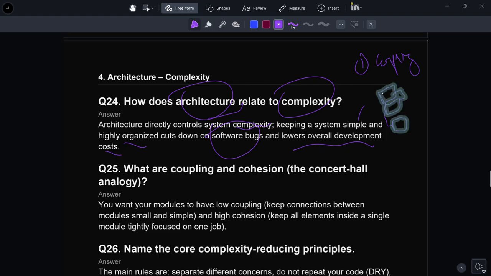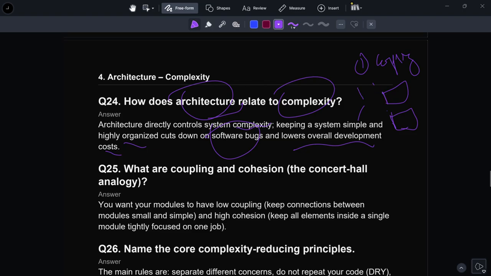Then we have cohesion. Low cohesion is when a single file handles UI rendering, user authentication, database writes, and hardware calls. Then we have high cohesion: every class or component does one single job exceptionally well. It's not supposed to do everything. That's wrong. So we want high cohesion and low coupling.